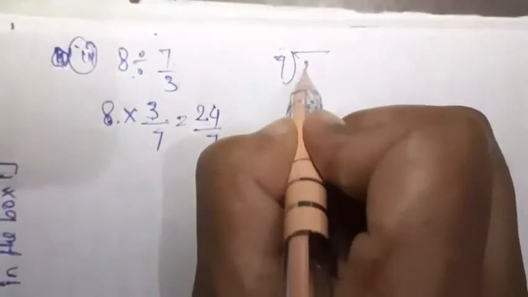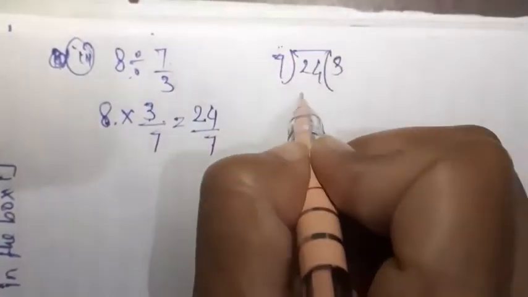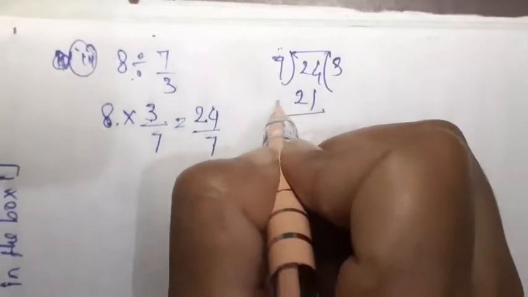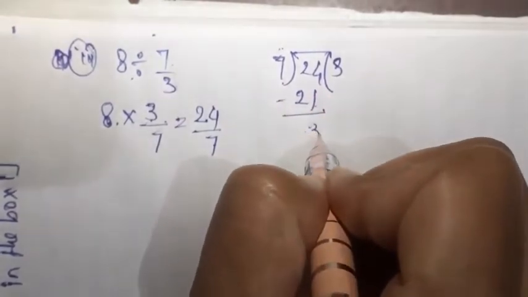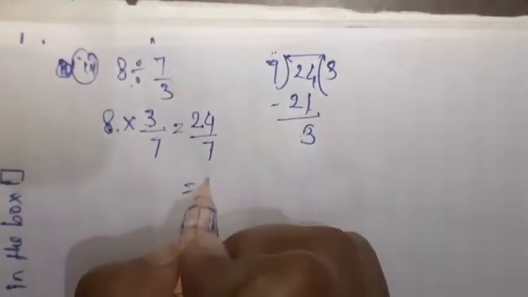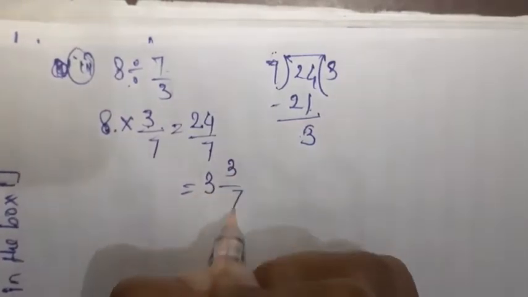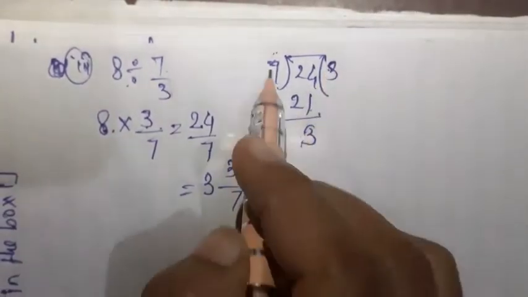Now question number 3 is 8 divided by 7 by 3. So here 8 multiply 3 by 7. Now multiply these values. 8 times 3 is 24 and here 7. Now divide this value. So 24 divided by 7. 7 times 3 is 21 and the remainder is 4 minus 1, we get 3. So the answer is 3 whole number 3 by 7. This is the answer.